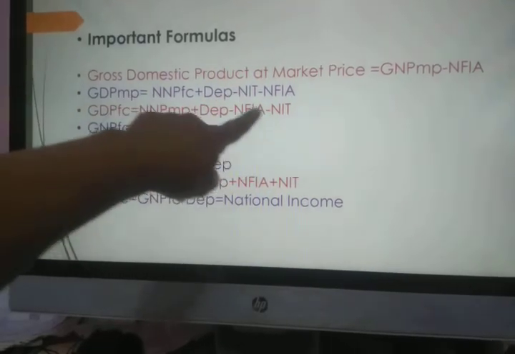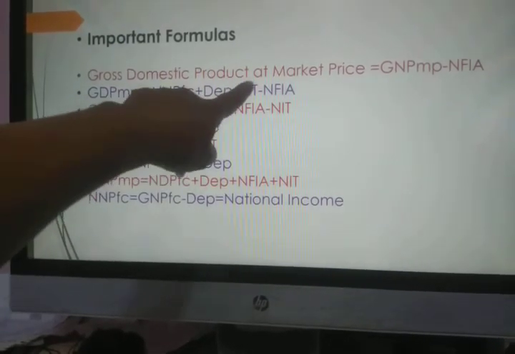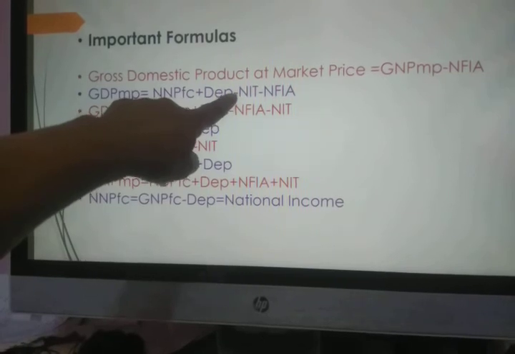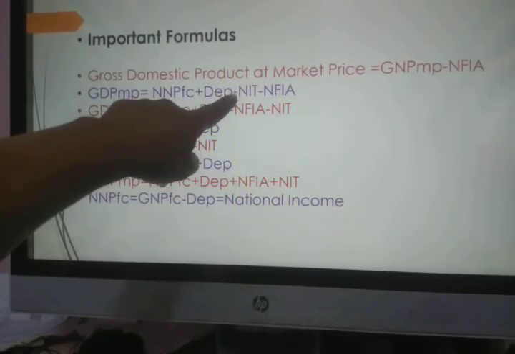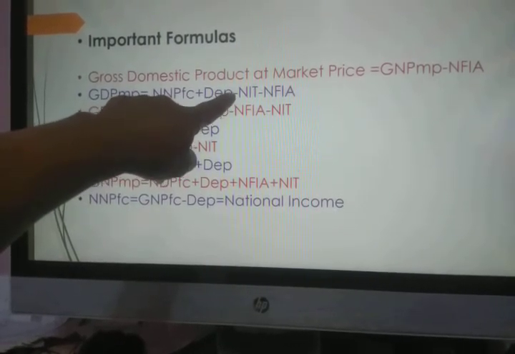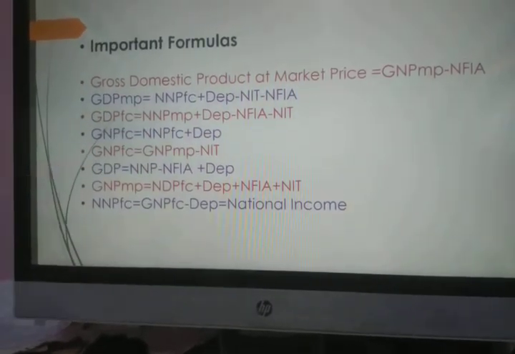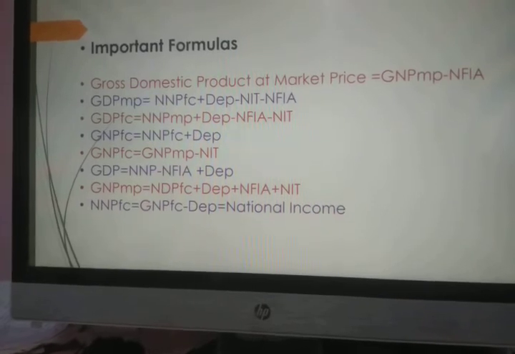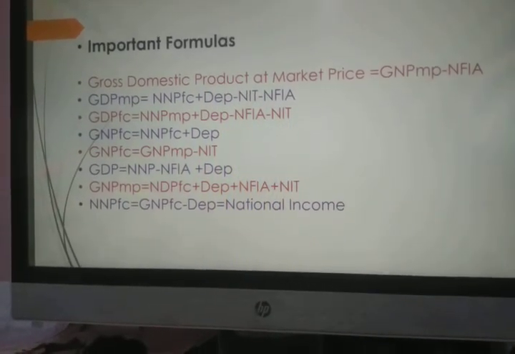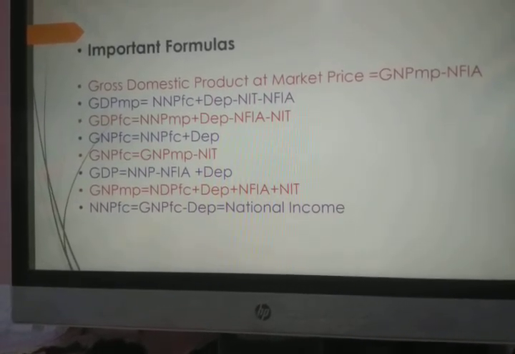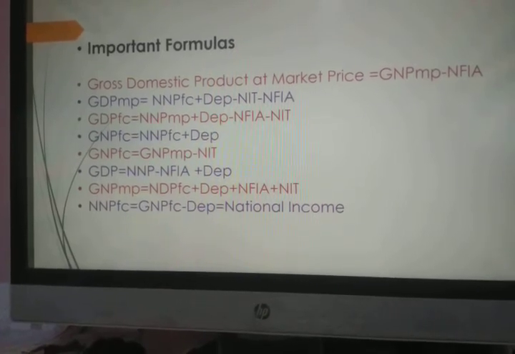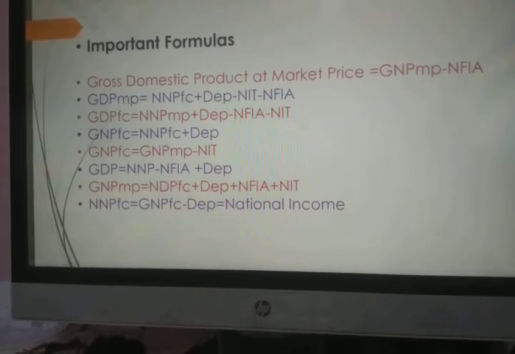So there is a correction. Check it out. This is the correction you need to make. This you have to add. This is not minus. I am repeating it again and again. So make the correction accordingly, please, students. Then comes your GNPFC is equal to NNPFC plus DEP. Then GNPFC is equal to GNPMP minus NIT.